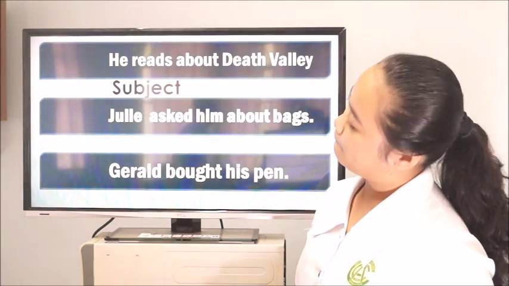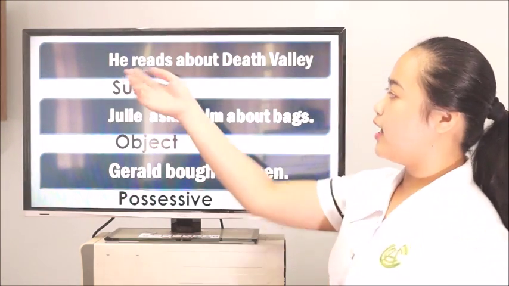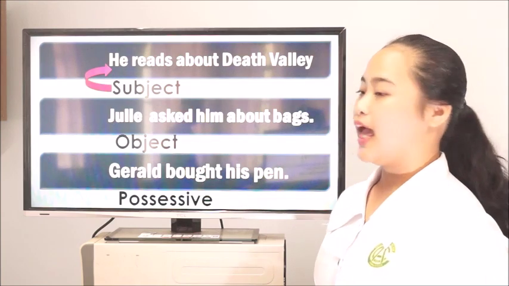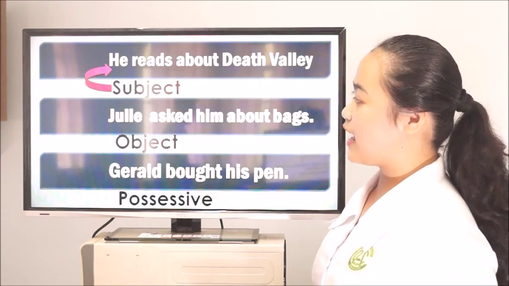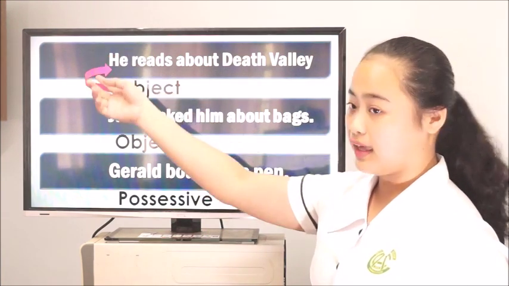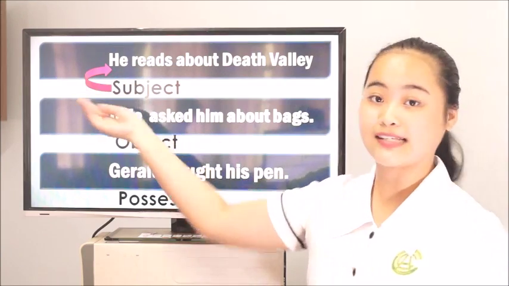These are the example sentences. The first sentence is, he reads about Death Valley. In this sentence, we can see that the personal pronoun used is he, and it functions as the subject.